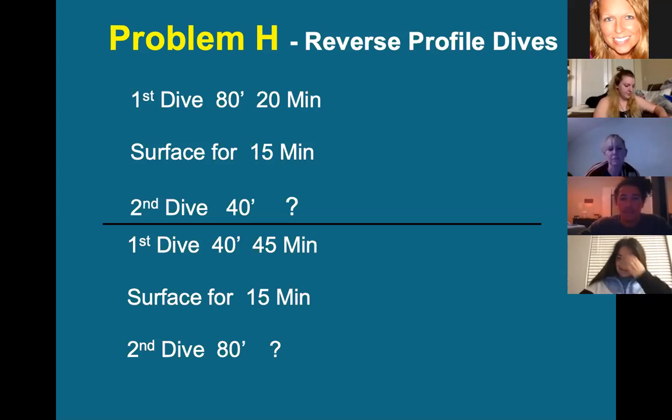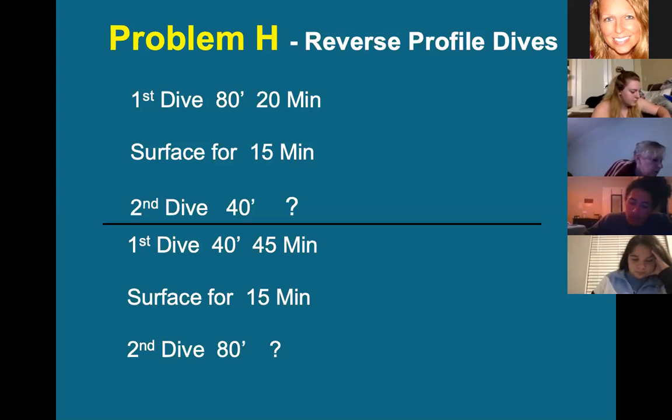Okay, so that's just a 2 dive problem. Now you're going to do the opposite. You see the difference? We're going to start our first dive at 40 feet instead of 80. That's why it's called a reverse dive. So do the bottom part of the problem. 40 for 45, surface interval 15, second dive for 80. How long can you stay?